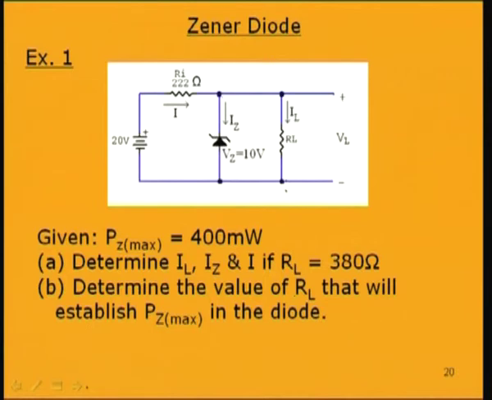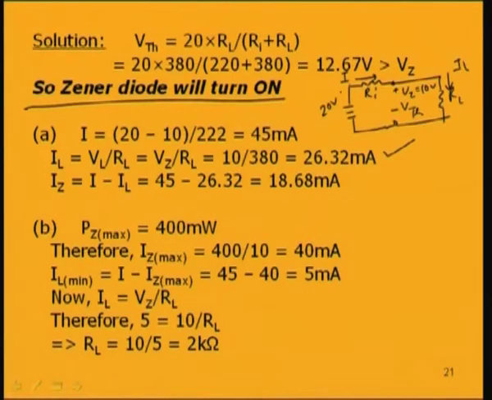So, in part B, you are given that the power dissipation in this Zener diode is maximum, which is 400 milliwatt. And what is this power dissipation? Vz into Iz. Vz is 10 volt, that is Zener voltage, constant. So, that Iz max we can find out. Pz max divided by Vz will be the Iz max, the maximum Zener current that flows in the Zener diode, and that is equal to 400 divided by 10, that is 40 milliampere.